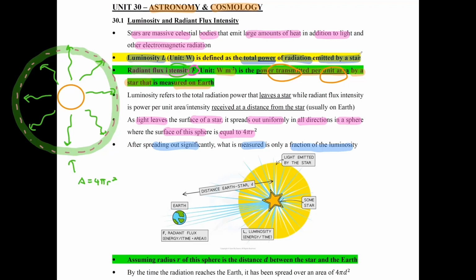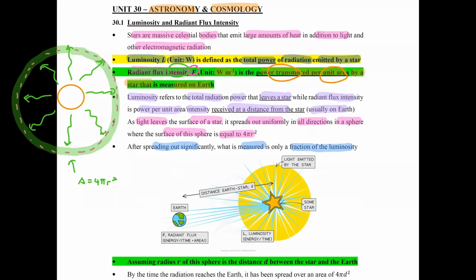So when you think about luminosity and radiant flux intensity, when you want to make a comparison between the two quantities, luminosity refers to the total radiation power that leaves a star, while radiant flux intensity is the power per unit area or intensity received at a distance from the star, which is usually on Earth.